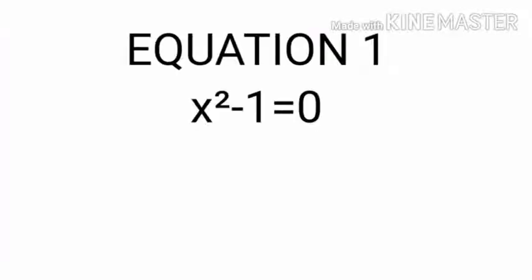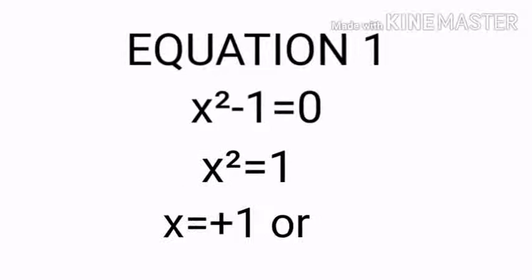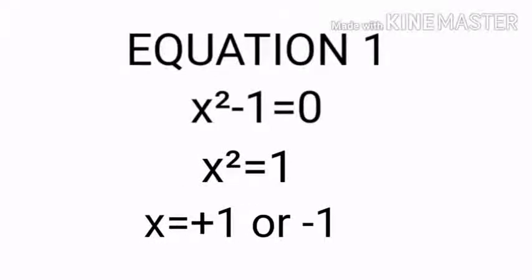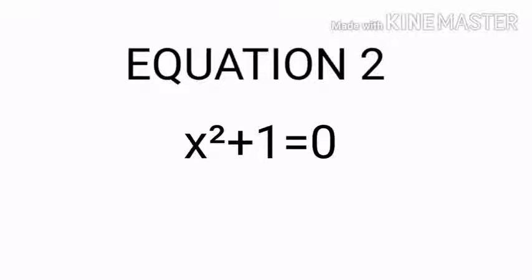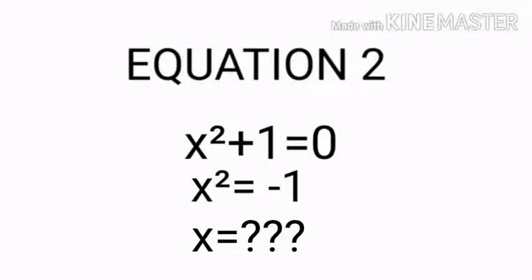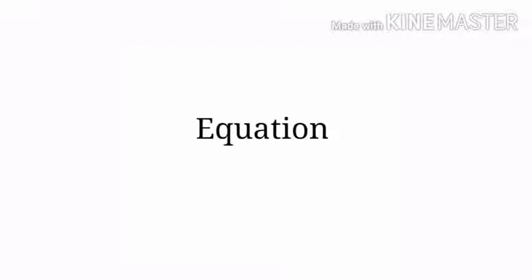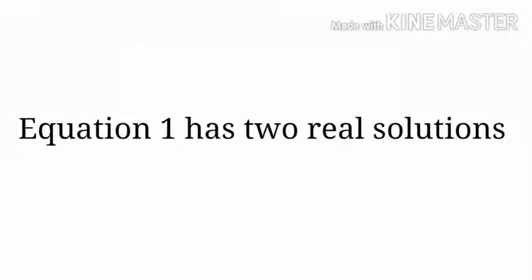Here we have an equation x squared minus 1 is equal to 0, which can be written as x squared is equal to 1. So the solution for x is plus or minus 1. The second equation we have here is x squared plus 1 is equal to 0. We can write it as x squared is equal to minus 1. What is x here? Any guesses? Here, equation 1 has two real solutions, but equation 2 has no real solutions.